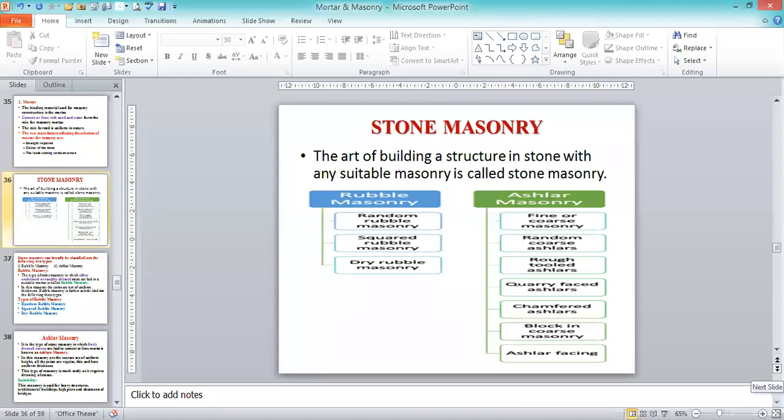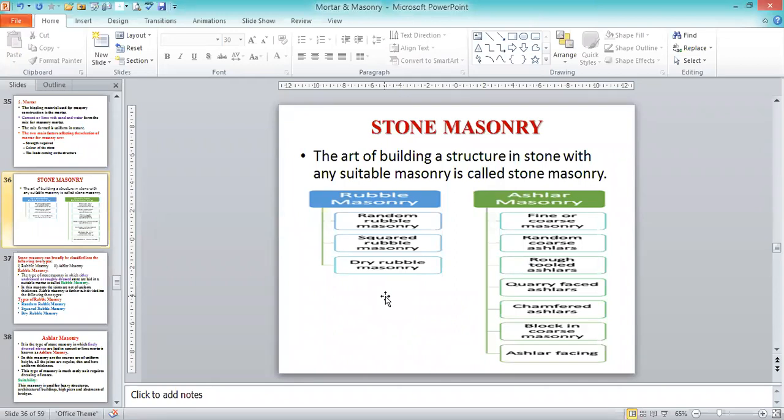Then the stone masonry is going to be classified into two types. One is rubble masonry and the other one is going to be called ashlar masonry. So what are rubble masonry and ashlar masonry? And once again, the rubble masonry and ashlar masonry are going to be classified depending upon the type of construction we have to take care of.